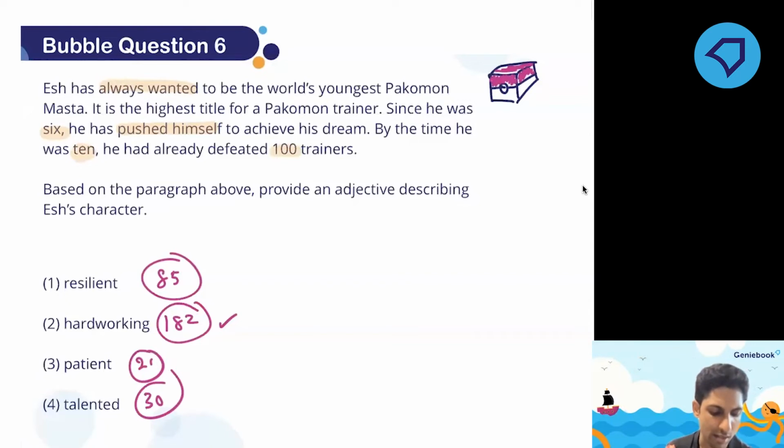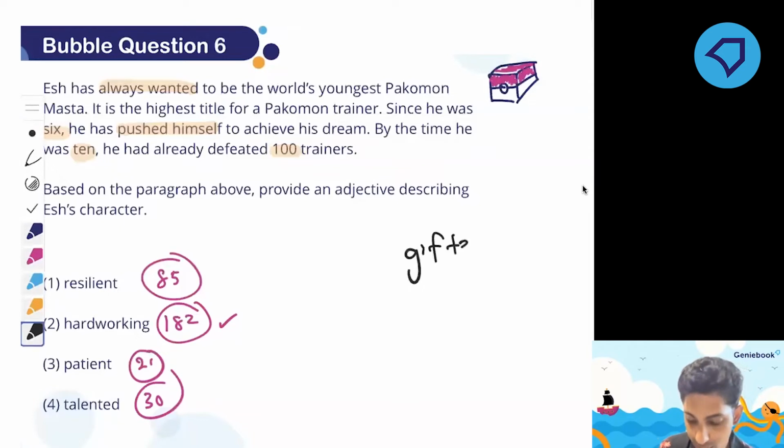So you might say, but Mr. Fawaz, isn't he very resilient because he went through a lot of things? Hello, do you know what resilient means? Resilient means you face a difficulty and you overcome it. Where in the passage do we say Ash had a difficult time? Maybe Ash is gifted. He's especially talented in this. You get what I mean? I didn't say he went through a difficult time. I just said he did stuff.